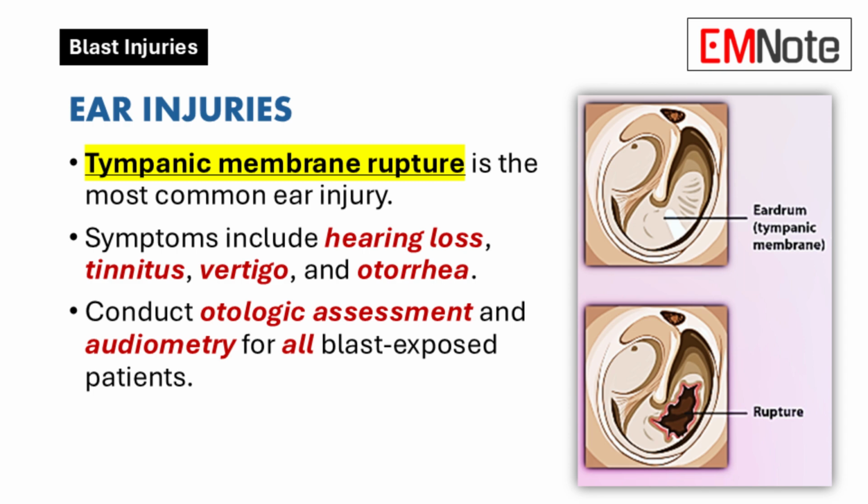Typically, the signs are apparent during the initial evaluation. Patients might report hearing loss, ringing in the ears, ear pain, dizziness, bleeding from the ear canal, or even discharge from the ear. Given those symptoms, I imagine diagnosing a blast-related ear injury is relatively straightforward. Yes, usually a visual examination of the ear will reveal the perforation. The key is to remember to check for it.